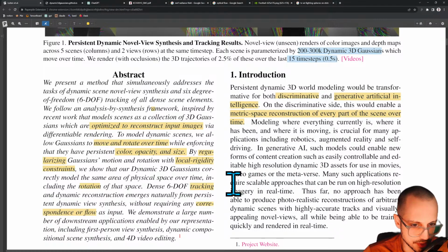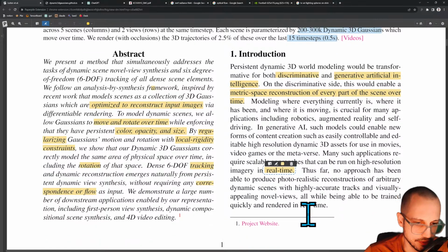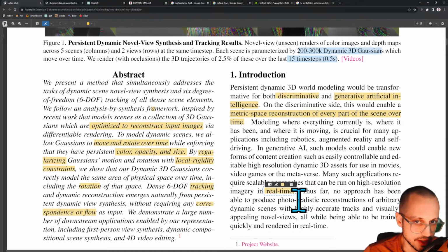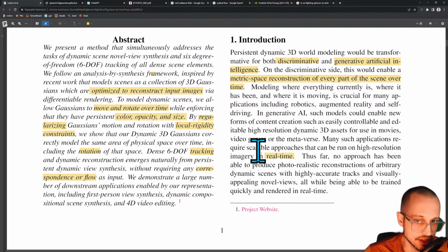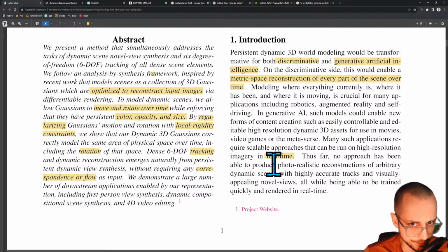Many such applications require scalable approaches that can be run on high-resolution imagery in real time. This was one of the biggest things that they talked about in the original 3D Gaussian paper that we read last week, where it's actually incredibly fast to render these because of the way that a GPU can do this kind of sorting process. It does this tiled sorting that is actually very fast. So unlike a NeRF, which is actually quite slow to render, these 3D Gaussians are very, very fast.